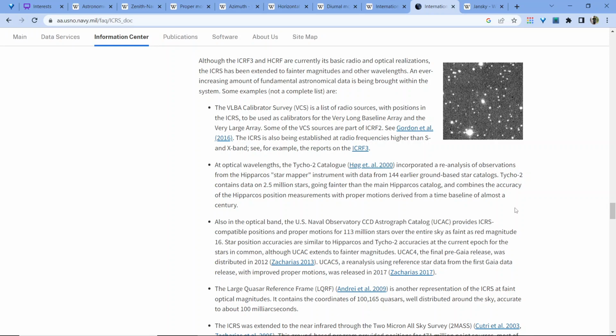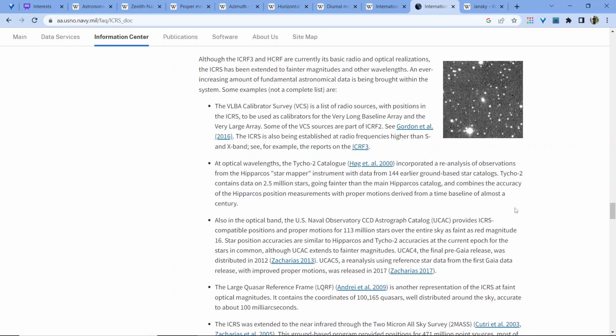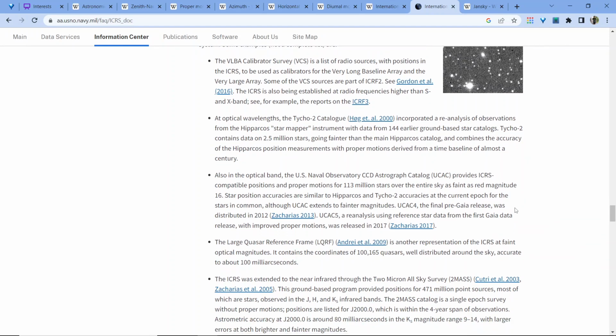UCAC4, the final pre-Gaia release, was distributed in 2012. UCAC5, a reanalysis using reference star data from the first Gaia data release with improved proper motions, was released in 2017.